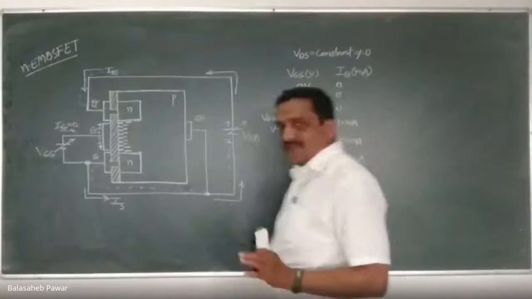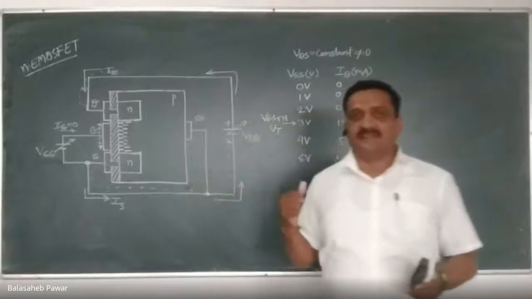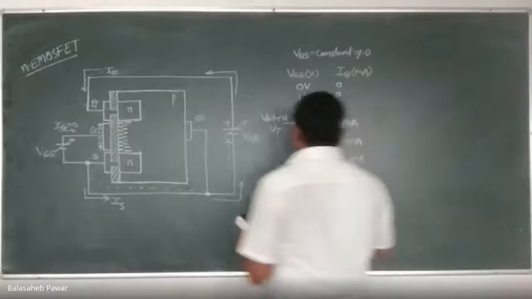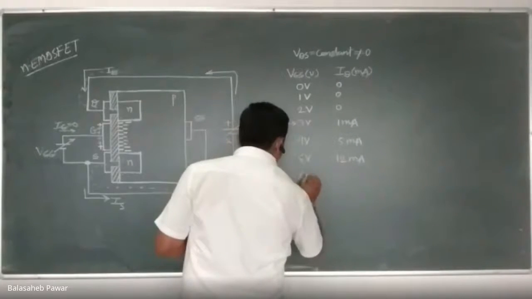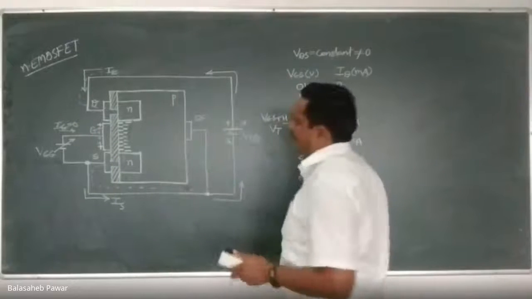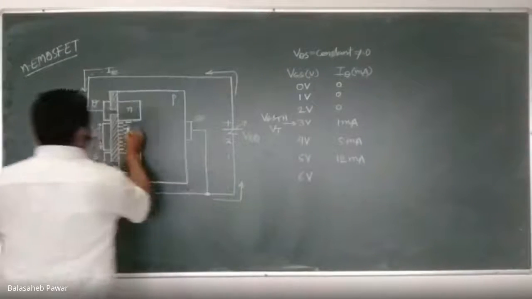Are you getting up to here? Is it okay? Yes, sir. Okay. Now I will consider that VGS is again somewhat higher, at 6 volts. Again that density will get somewhat increased.